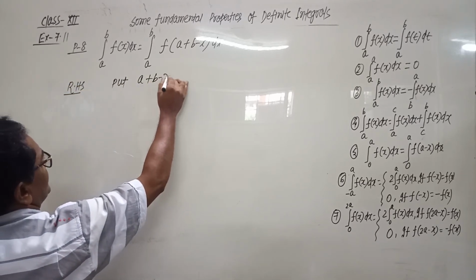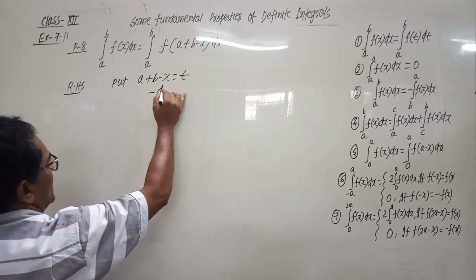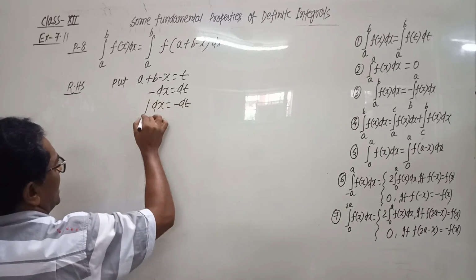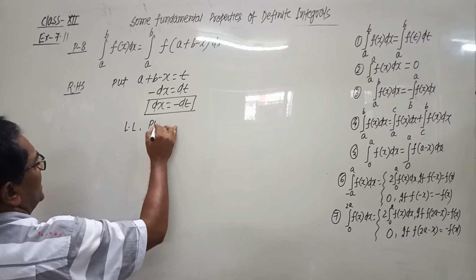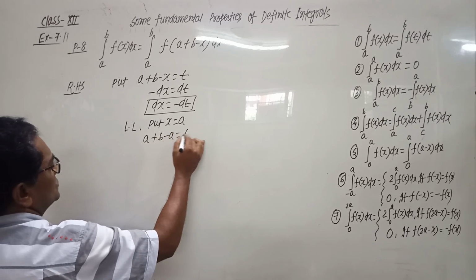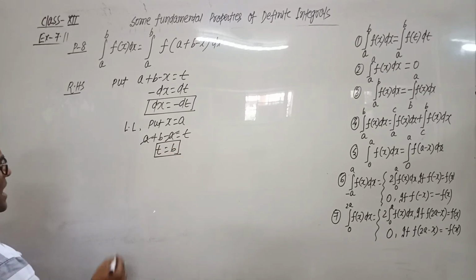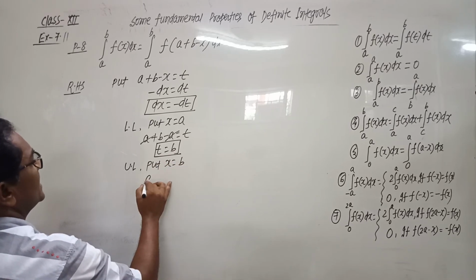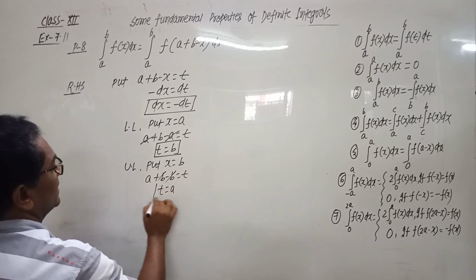Put a plus b minus x equals t, and differentiate both sides. Differentiation of a and b will be 0. So minus dx equals dt, and we get dx equals minus dt, and then change the limit. So for the lower limit, put x equals a. So we get a plus b minus a equals t. a and a cancelled, and t comes to be b. So the lower limit is b, and for the upper limit, put x equals b. So we get a plus b minus b equals t, and t equals a.